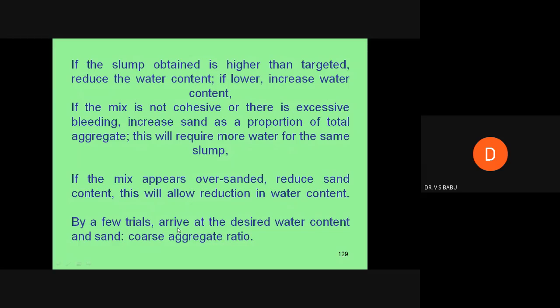By a few trials, arrive at the desired water content and sand and coarse aggregate ratio. Now you see the last sentence. By a few trials, in the first trial you do something, test the concrete for workability and strength. 3 cubes you have to make and test at 28 days. If you don't get the strength, then go for the alternative. And if there also you are not getting it, go for the third alternative, like that. This is the hit and trial method.